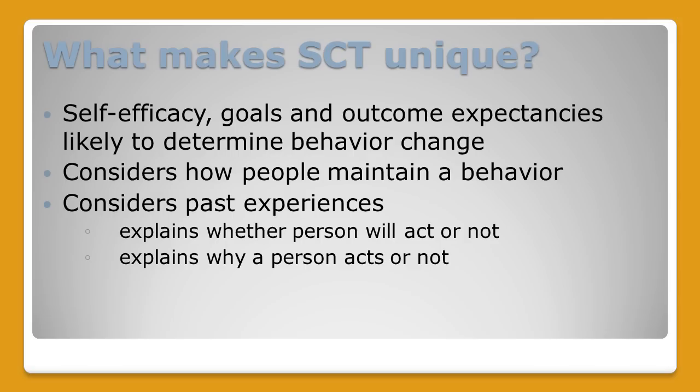There are a number of things that make social cognitive theory unique. First, self-efficacy, goals, and outcome expectancies all affect how likely someone is to change his or her behavior. Individuals facing adversity can still persevere when they have a sense of agency, which is defined as an active role of their own behavior change process.